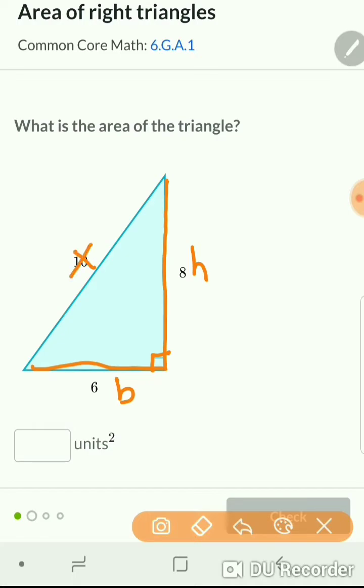Now that we know that, multiply the base and the height. 6 times 8 is 48. Take half of that product, 48 divided by 2 is 24. My answer is 24 units squared.